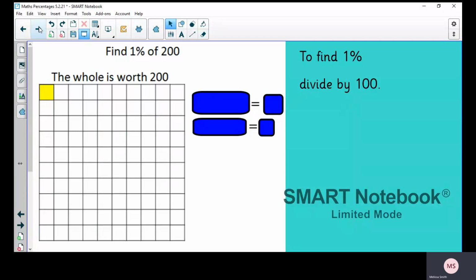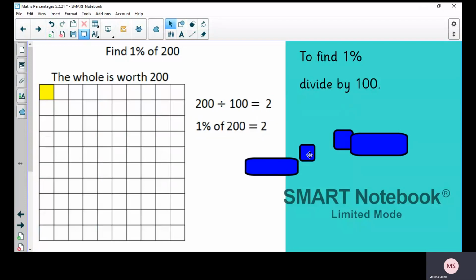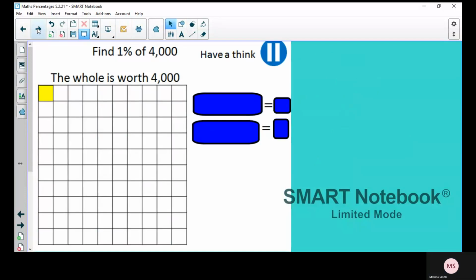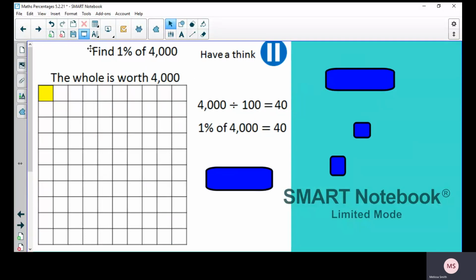So if I need to find 1% of 200, what is my calculation? My calculation is 200 divided by 100. What is the answer? 2. Which means that 1% of 200 equals 2. Let's look at the next one. Find 1% of 4,000. So what is my calculation? 4,000 divided by 100. What's the answer? 40. Which means 1% of 4,000 equals 40.